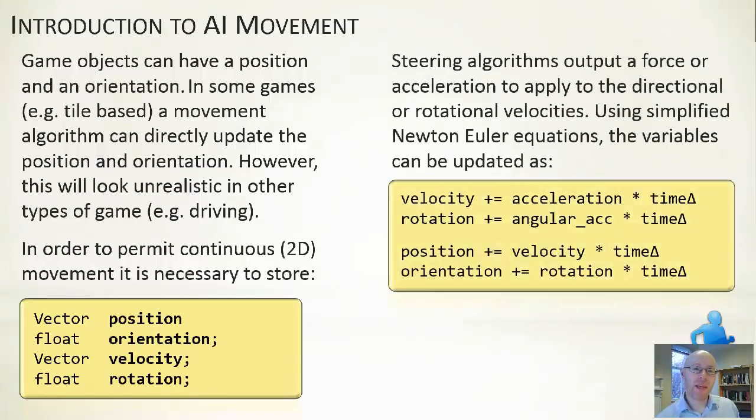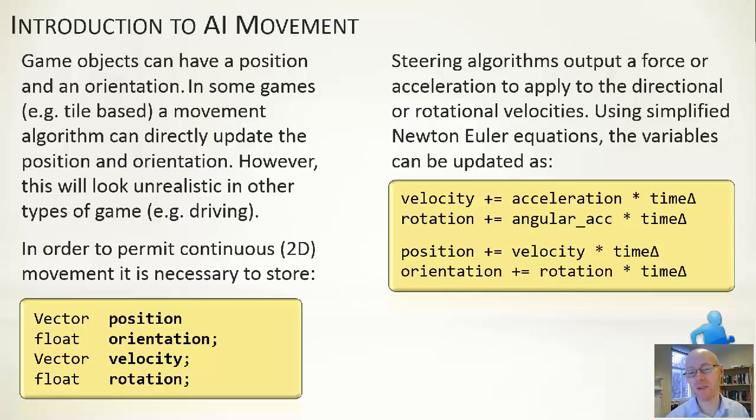Now, for the steering algorithms, as a reminder, these are the ones that will output an accelerative force. We have to have a way then of updating our velocity. And for both the steering and for the kinematic approaches, we need to have a way of updating our position and orientation using our velocity and rotation. And you can see over here the simple forms that we're going to use.